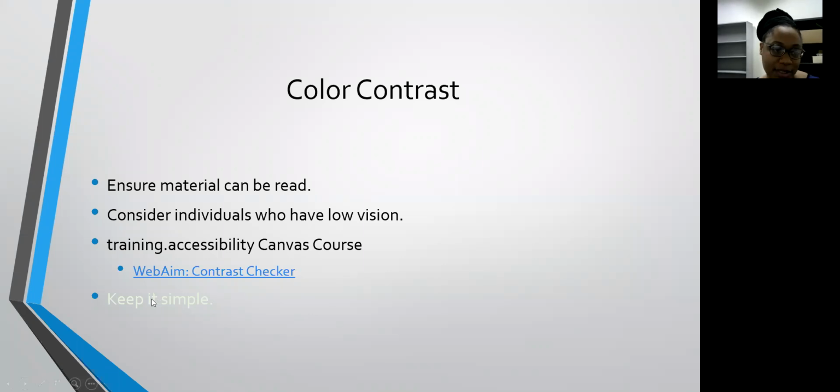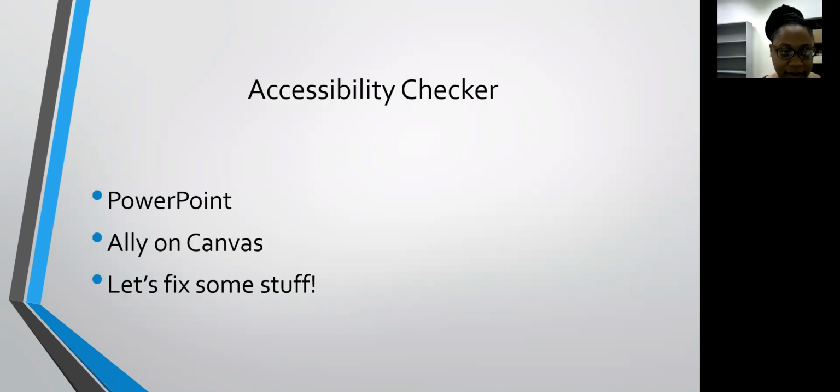Obviously on this page, this keep it simple is not very good contrast. We'll see if the accessibility checker on PowerPoint picks that up and if Ally picks it up in Canvas, and we'll play around with that. There is an accessibility checker in Word, one in Canvas, well, Ally now, one in PowerPoint, and one with PDFs. We're going to look at the one in PowerPoint first and try to fix most of the issues. Then I've already uploaded this to one of my Canvas courses, so we're going to see what Ally says is also messed up. So let's fix some stuff.